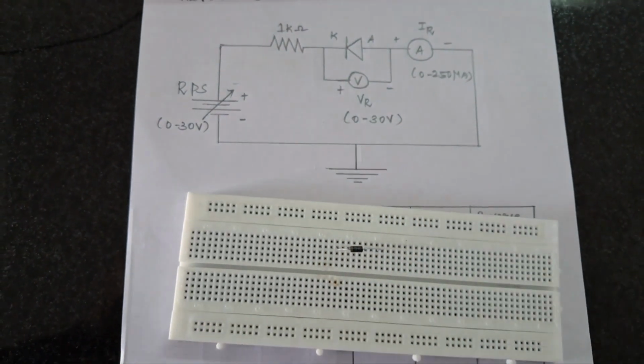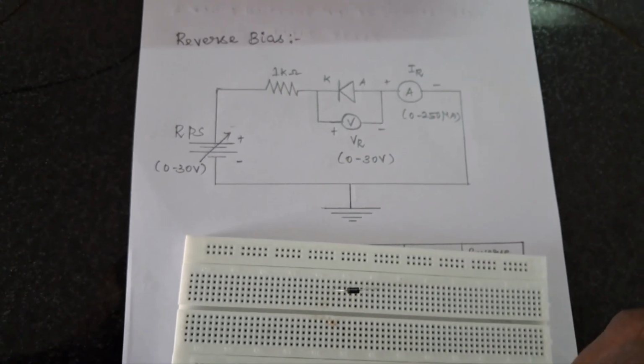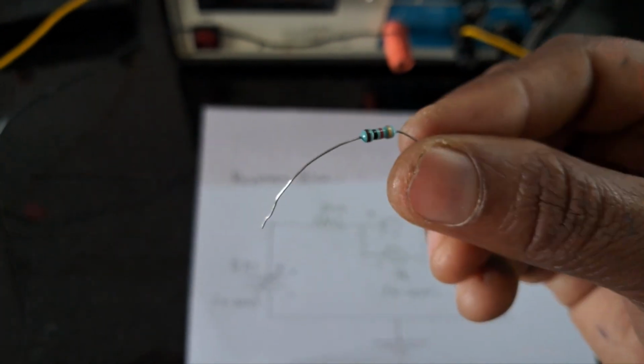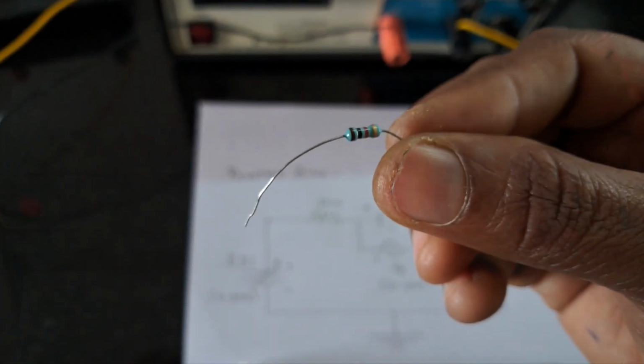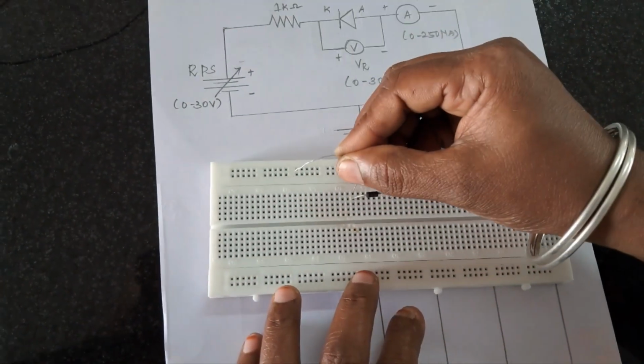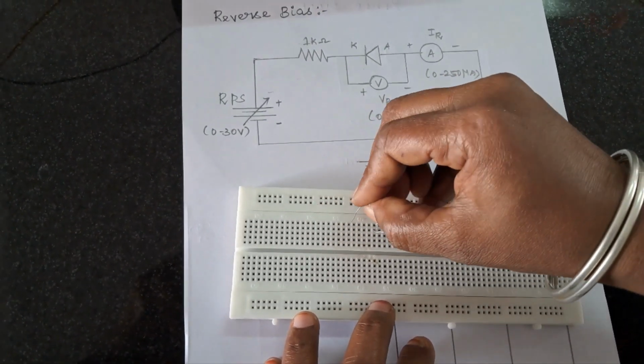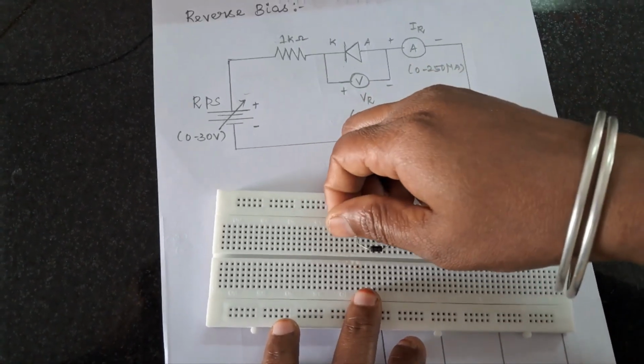Next, we have to take a 1 kilo ohm resistor. The color coding is black, brown, red. We have to connect one end to the cathode. The first terminal is here.